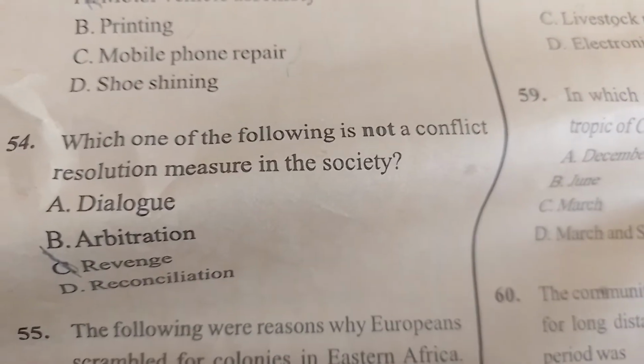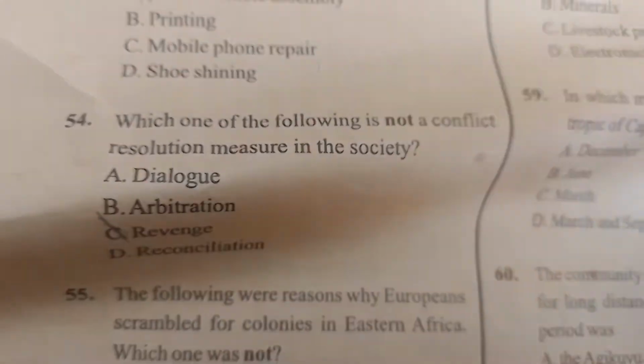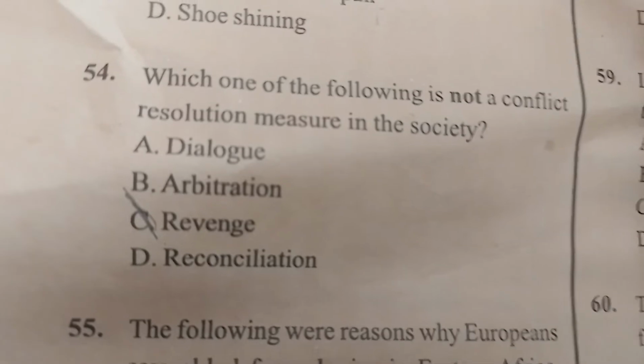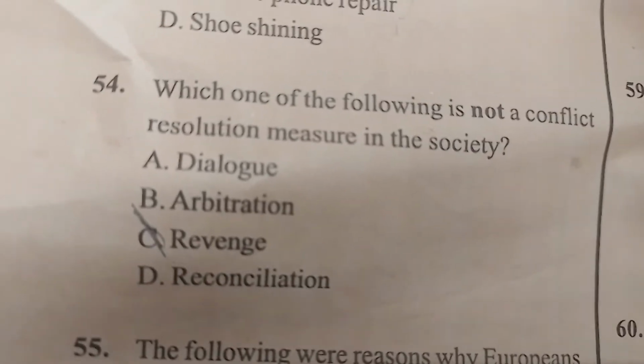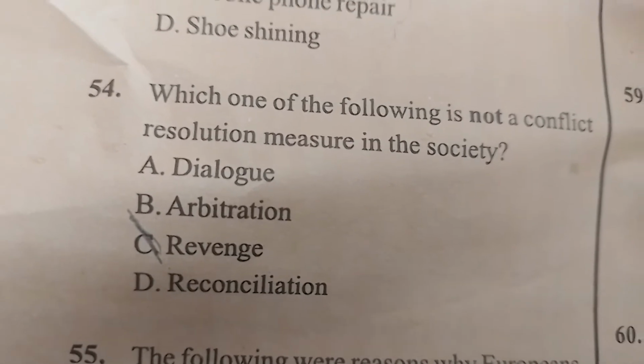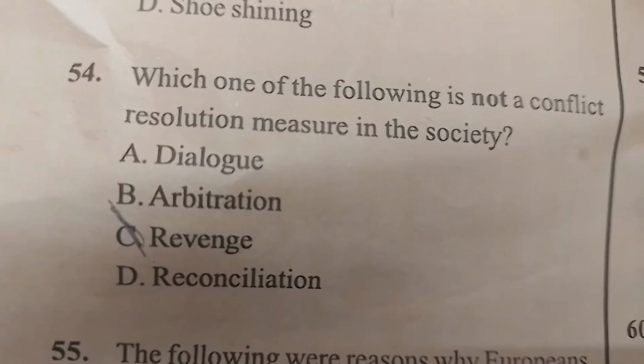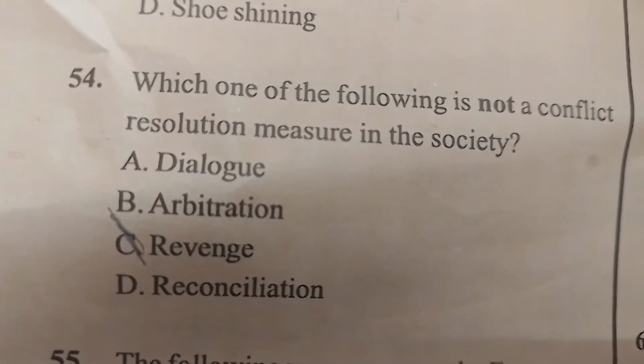Which one of the following is not a conflict resolution method mentioned in society? We have dialogue. Of course, dialogue is the major one to solve conflict. Arbitration is another one. Reconciliation is where a commission or independent body is involved. Revenge is not a method of solving a conflict.